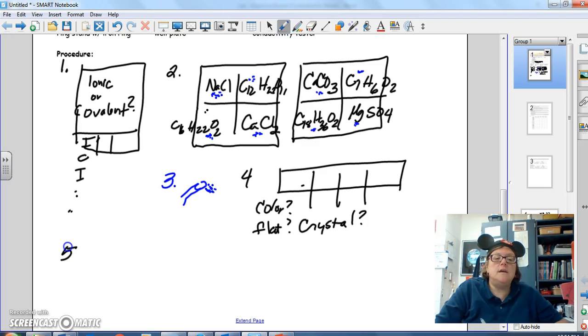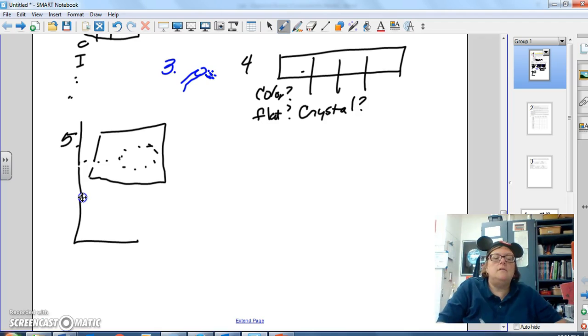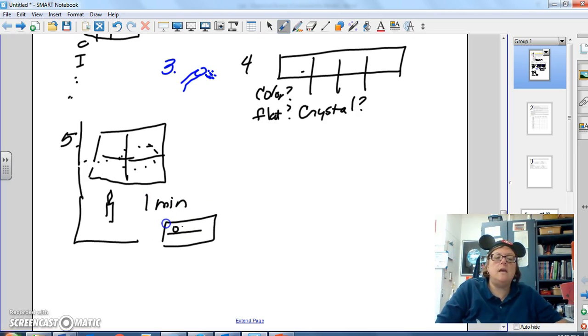Step 5, you're going to take your piece of aluminum foil and set it on a ring stand. The ring will be underneath the aluminum foil. And then you have a candle. You're going to light the candle and hold it under each section for 1 minute. Okay? And you're going to time it. So you'll need a timer. And I want to know, how long does it take to melt?